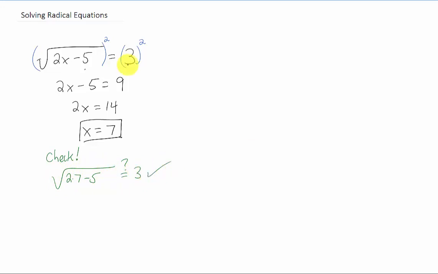There are going to be times when you're solving radical equations when your answer doesn't check out, and you actually have to eliminate that as an answer. For now, let's see how this problem would change if instead of a square root, we had a cubed root.